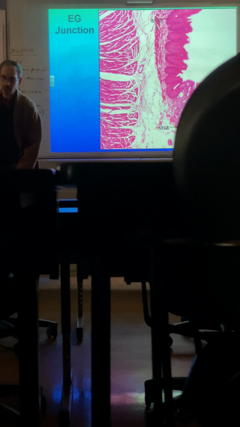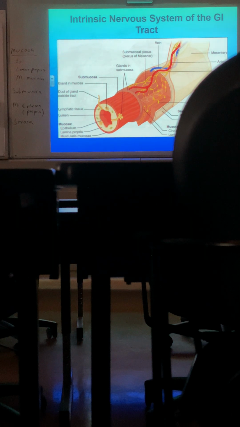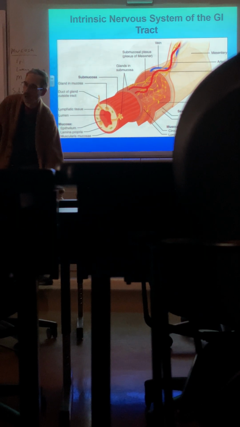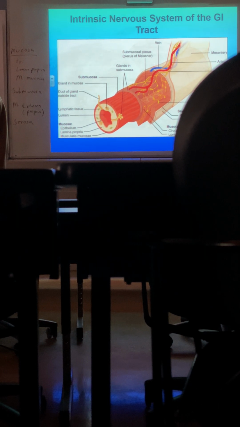Okay, let's take a look at the intrinsic nervous system of the GI tract. We spoke of this in physiology. The GI tract has its own little nervous system. In fact, very often, it is a nervous system that's described separately from the central nervous system and the peripheral nervous system. Some authors recognize it as an entirely different nervous system. It's called just the GI nervous system.